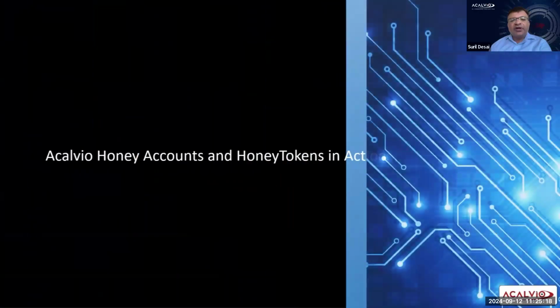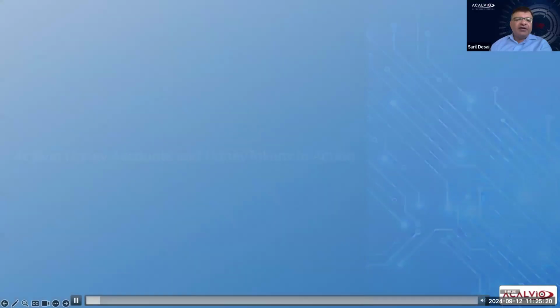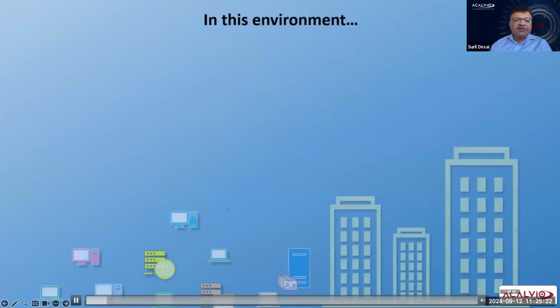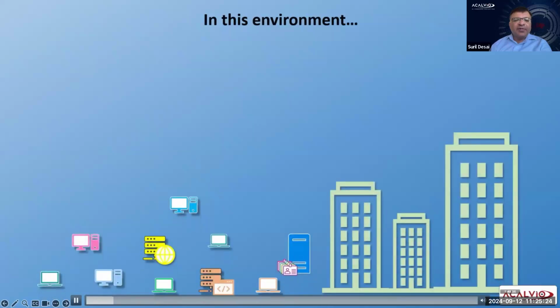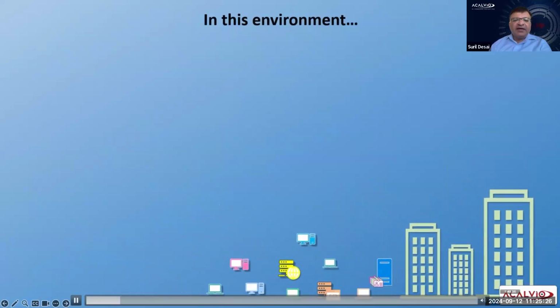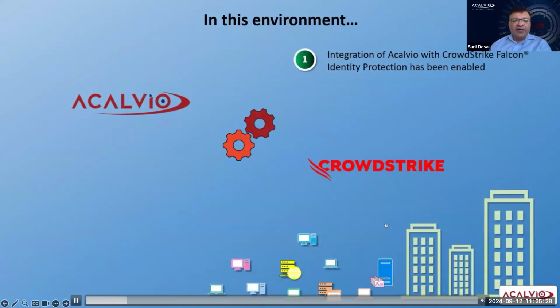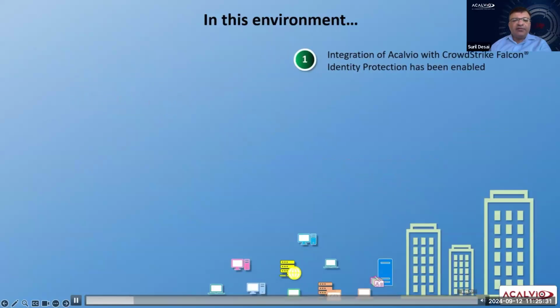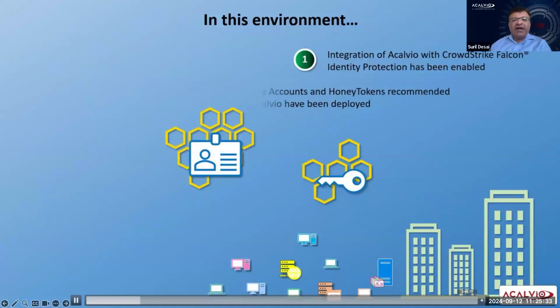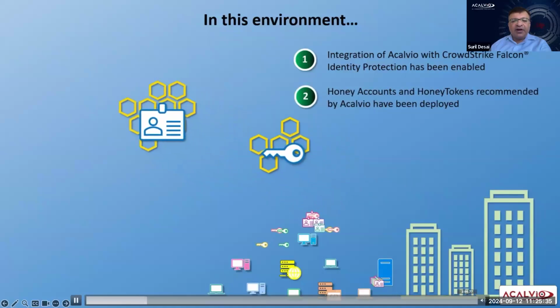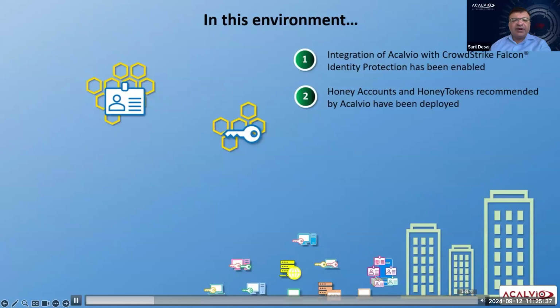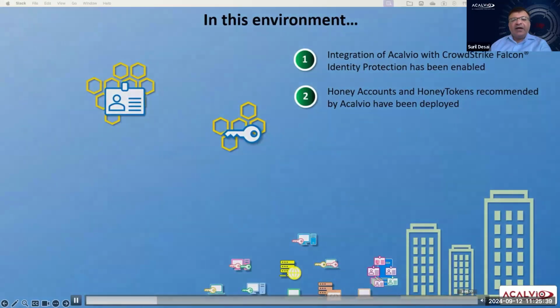Let's talk through a quick demo of this solution in action. In this workflow, we have set up an enterprise network. In that enterprise network, we have enabled the integration of Acalvio with Falcon Identity Protection. The honey token accounts and honey tokens recommended by Acalvio have been deployed, and these are then automated and integrated with Falcon. We'll just let it play out.